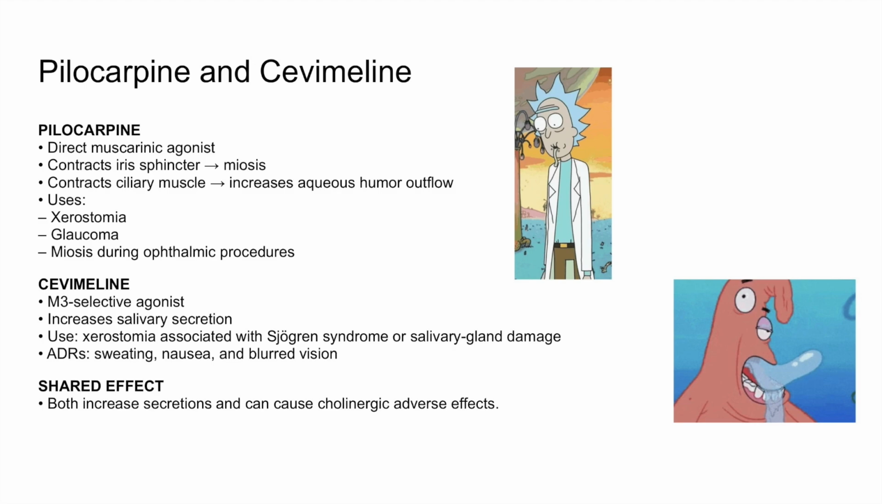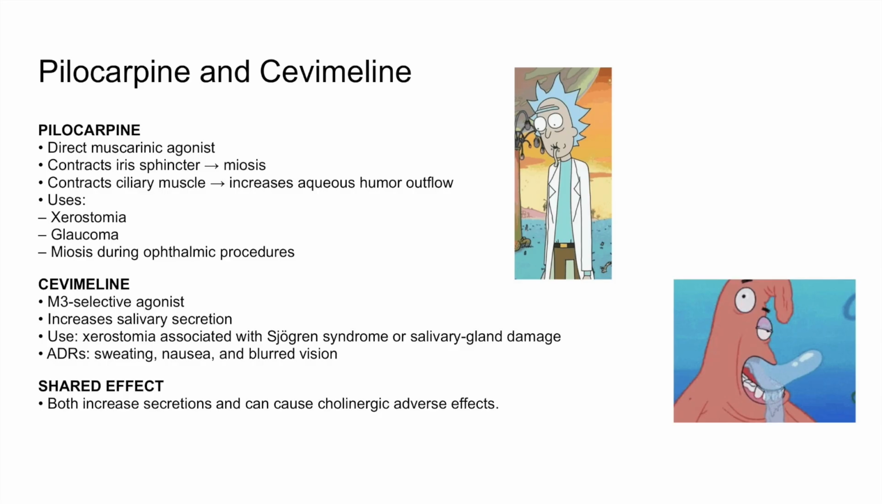Systemically, it can treat xerostomia. And then cevimeline is relatively selective for M3 receptors and primarily increases salivary secretion, making it useful for dry mouth associated with Sjögren's syndrome or salivary gland damage. Because both drugs enhance muscarinic signaling, predictable adverse effects include sweating, nausea, visual blurring, increased secretions, and potential bronchoconstriction.